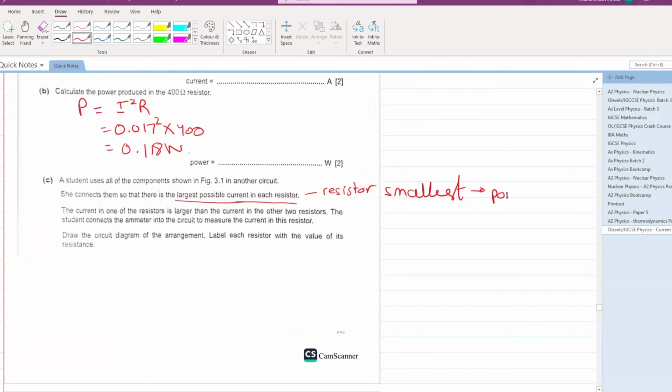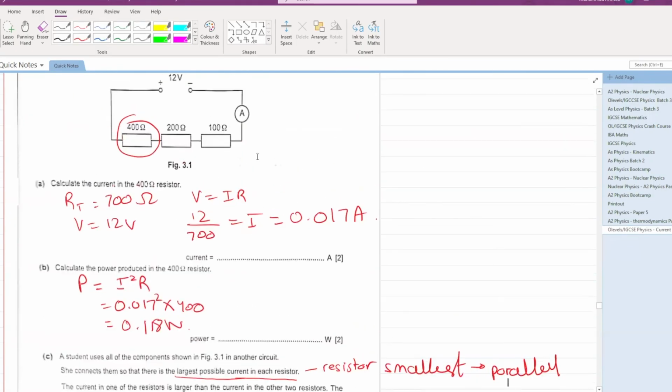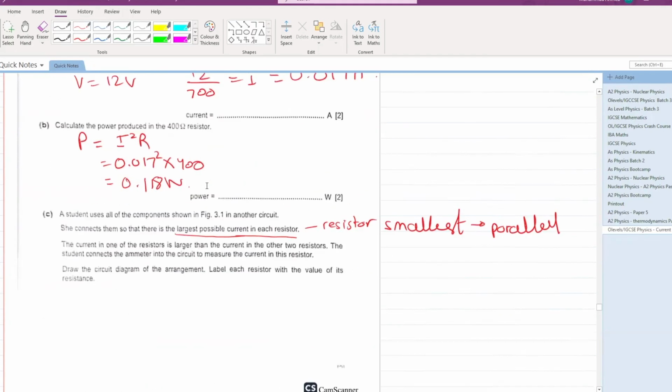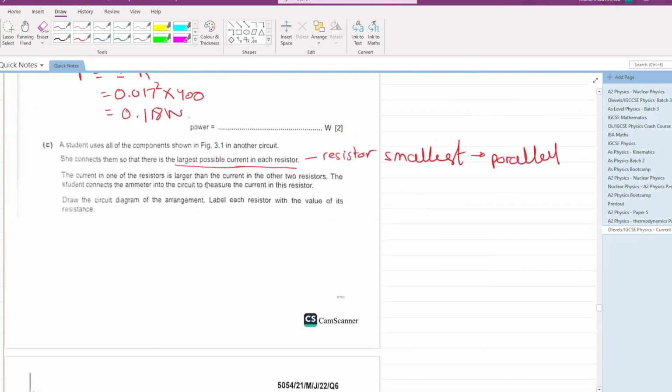When all the resistors are connected in parallel, at least by now I know the 400, 200 and 100 ohm resistors will be connected in parallel like this.